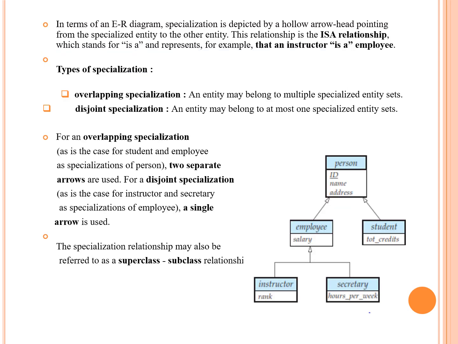So we have two types of specialization: first one, overlapping specialization, and then disjoint specialization. For an overlapping specialization, two separate arrows are used. For a disjoint specialization, a single arrow is used.